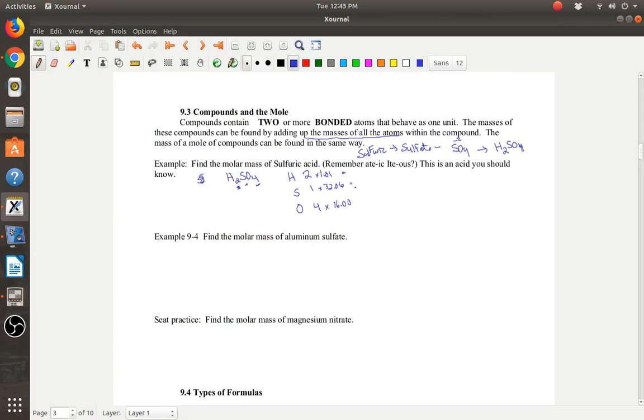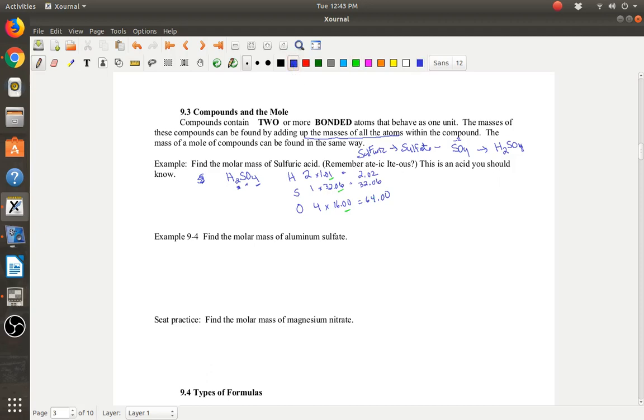16.00. All right, now we multiply those two. So 2 times 1.01 is 2.02. 1 times 32.06 is 32.06. 4 times 16 is 64.00. You must maintain the decimal values there. You need to write it exactly like I write it, and there's going to be a reason when we get to percent composition, you'll see.